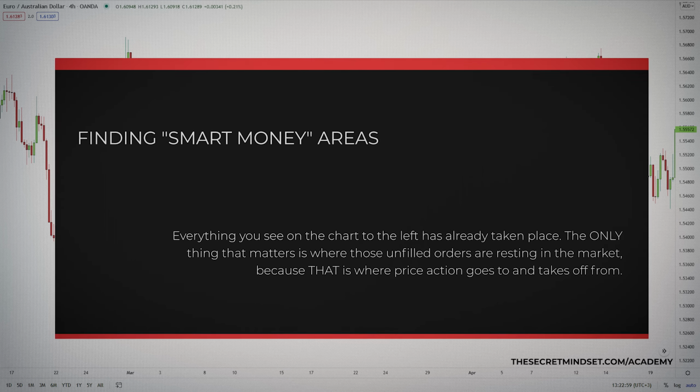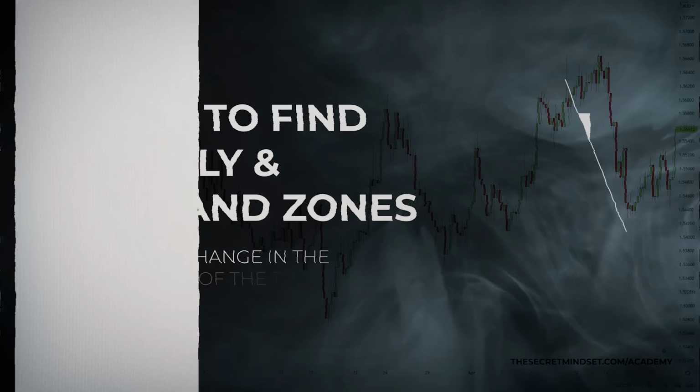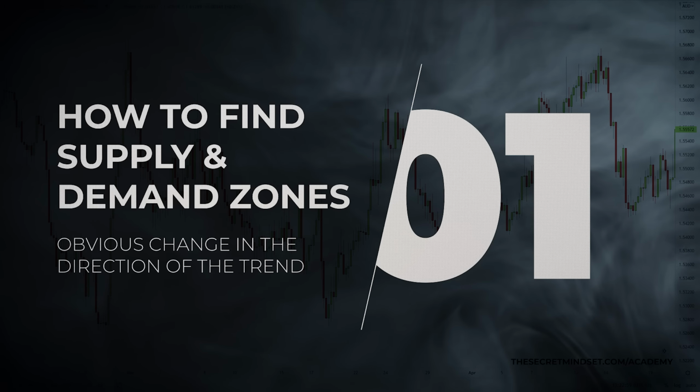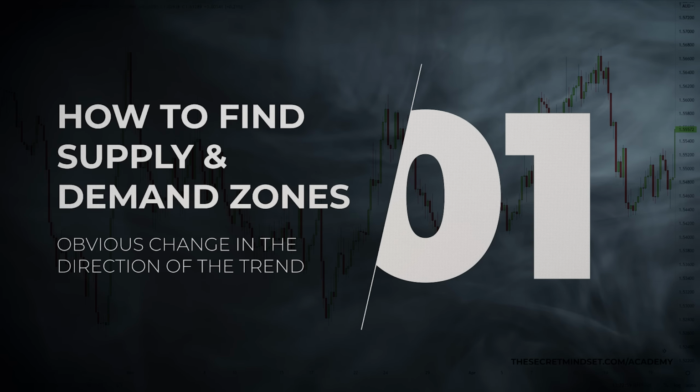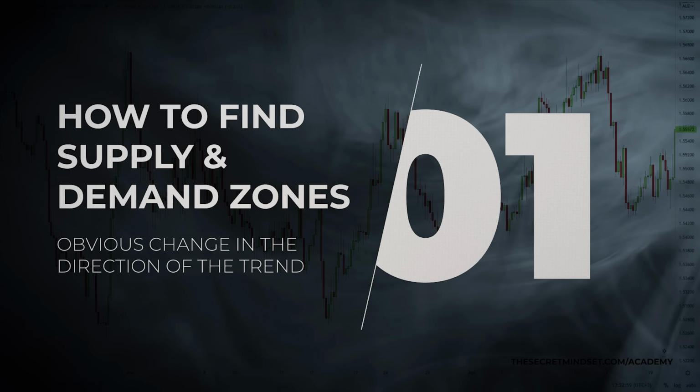Everything you see on the chart to the left has already taken place. The only thing that matters is where those unfilled orders are resting in the market, because that is where price action goes to and takes off from. Let us start with different methods of identifying and plotting areas of supply and demand. The easiest zone to spot is when you have an obvious change in the direction of the trend.